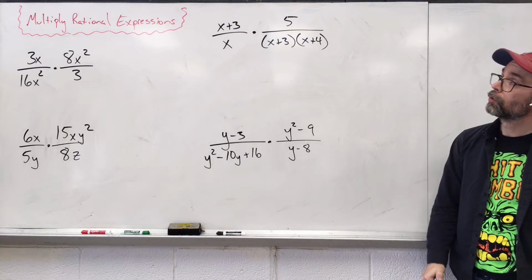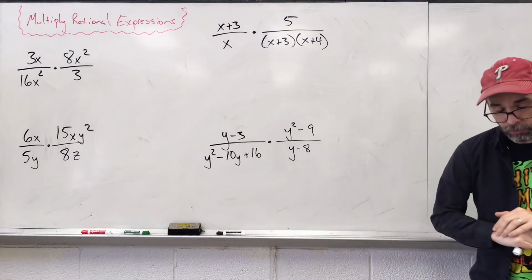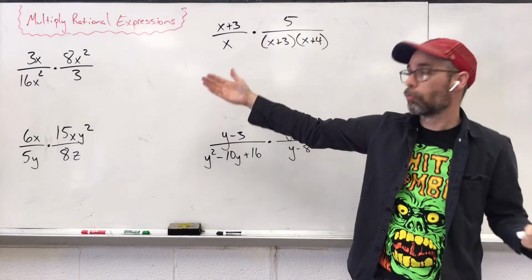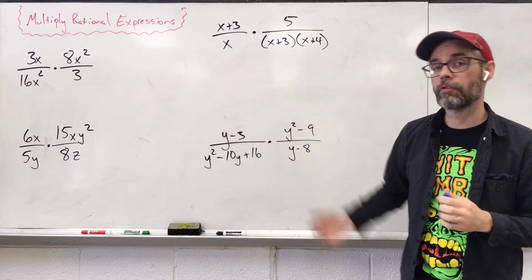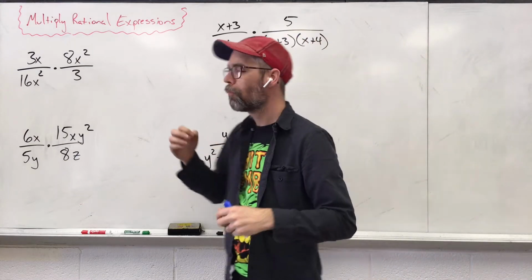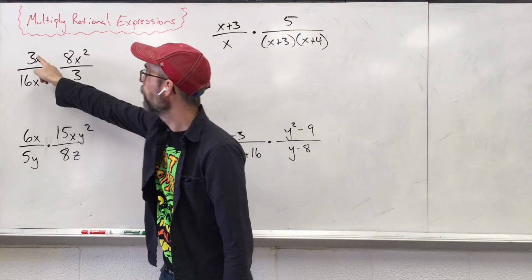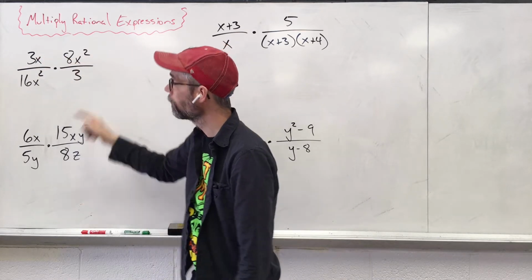Today we're going to multiply rational expressions. If you know how to simplify just one fraction, we can do it with two. So, a couple rules of fractions. When you multiply, you just go top with top, bottom with bottom.